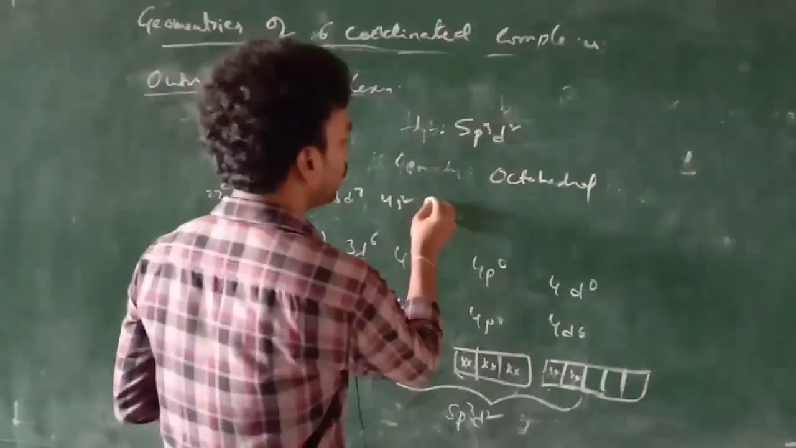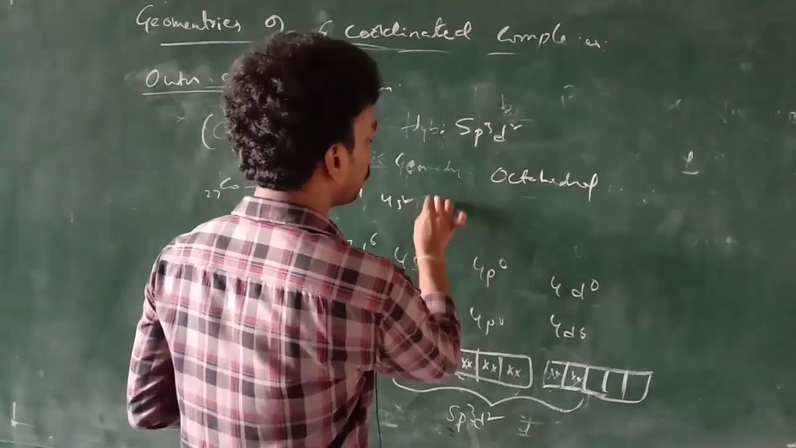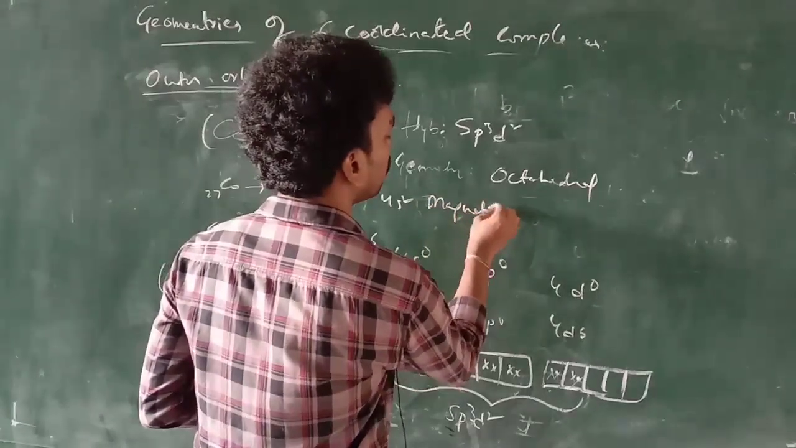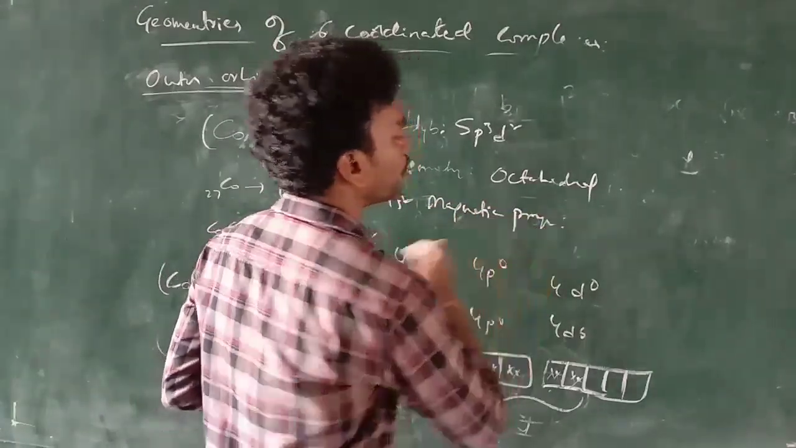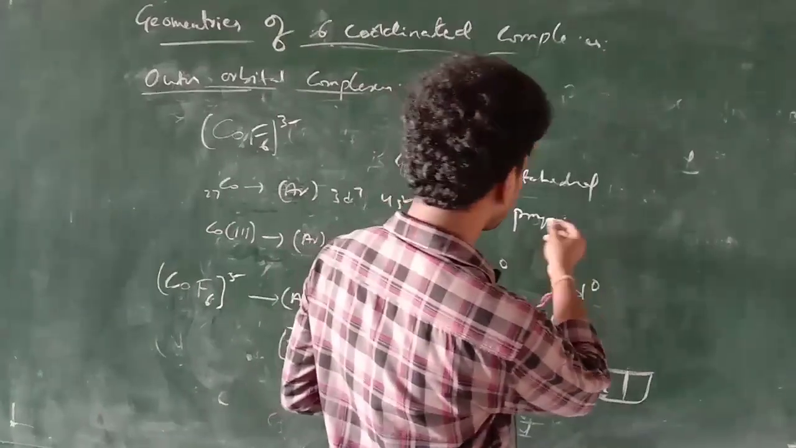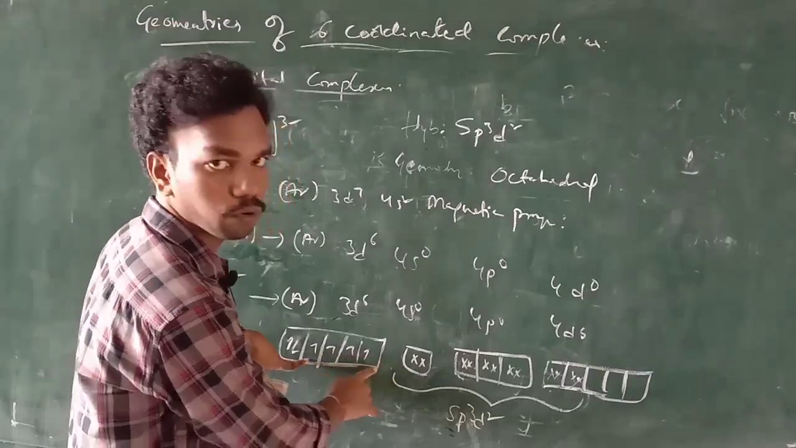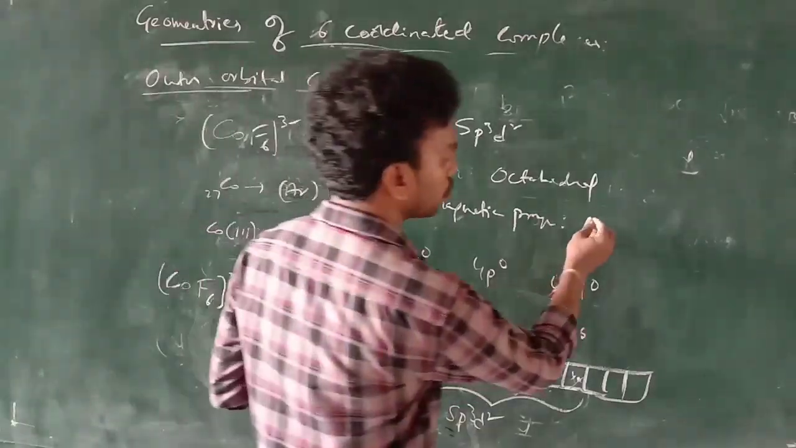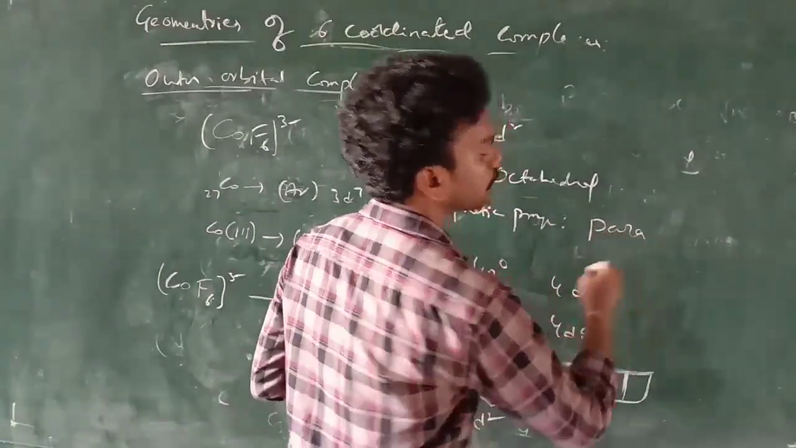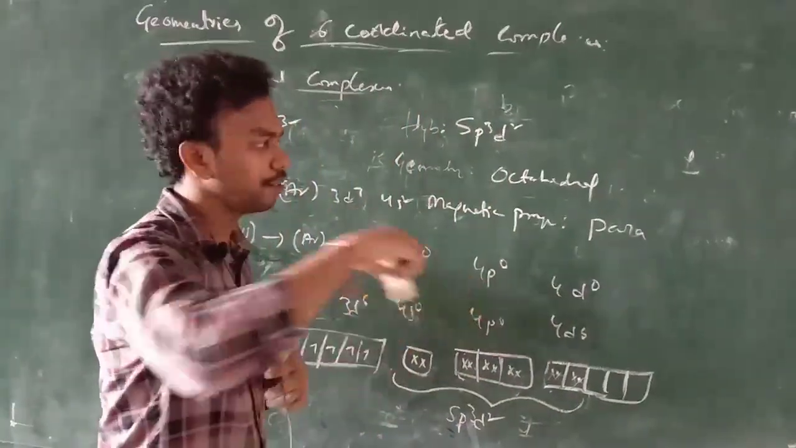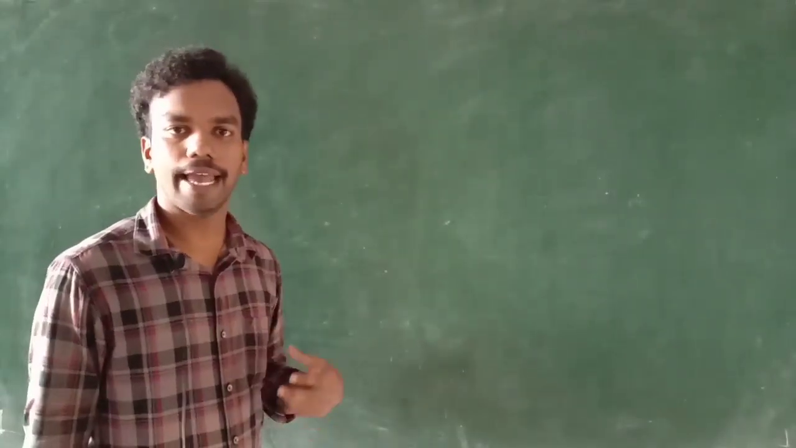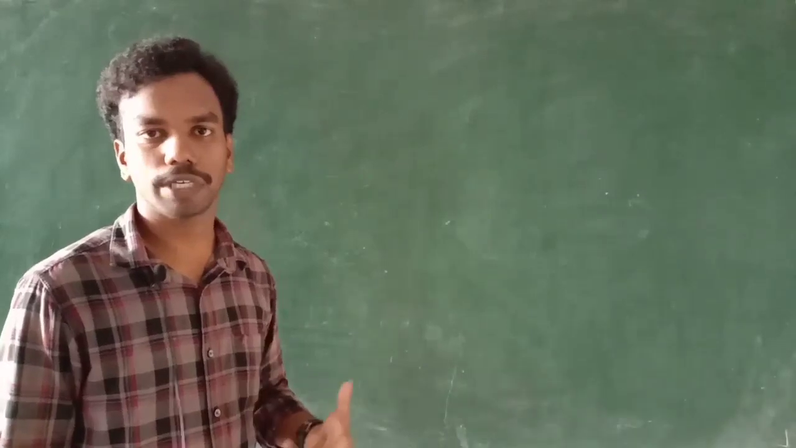Geometry is octahedral, and now the magnetic property. Here you have 4 unpaired electrons: 1, 2, 3, 4. So this is paramagnetic in nature, corresponding to 4 unpaired electrons. Okay. Similarly, you can do as many complexes as you can.